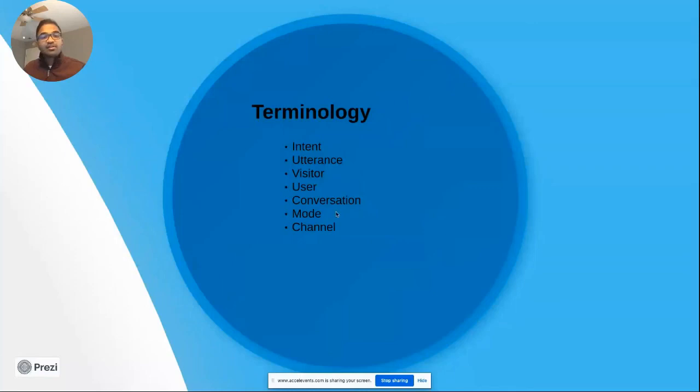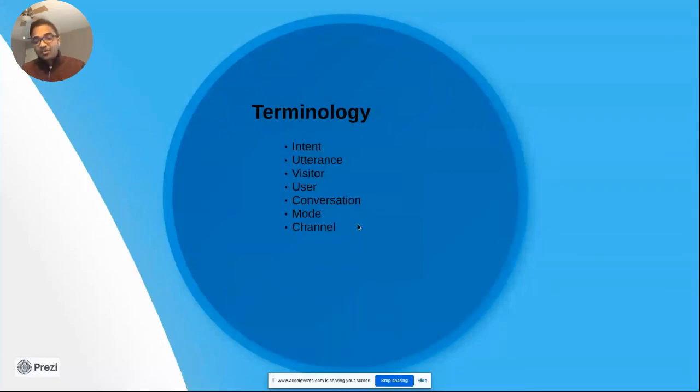And now let's look into the mode. It's used a little bit interchangeably, like modes and channels. Consider you're interacting with the bots by chatting. So chatting, or digital, is one mode, or you call a bot, you call up a TFN, which is a toll free number, and you're interacting with the bot. So voice is another mode.